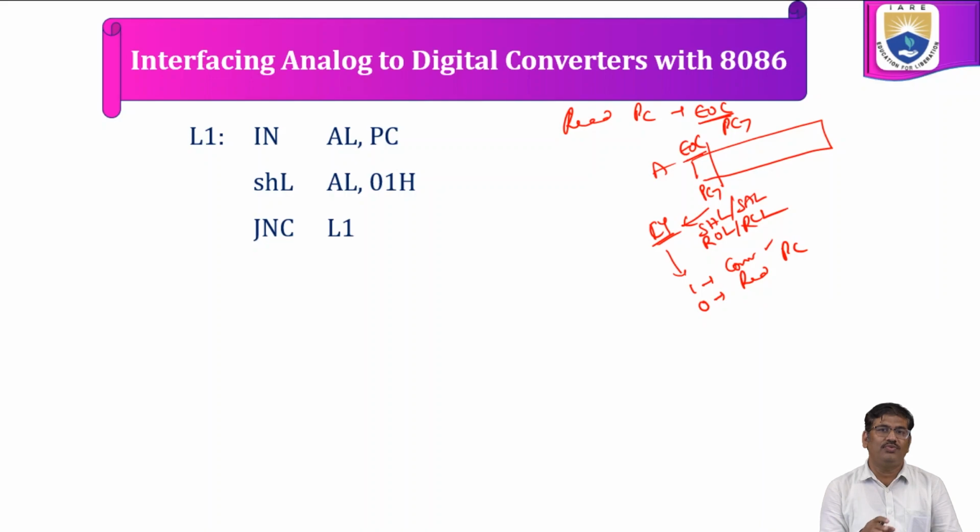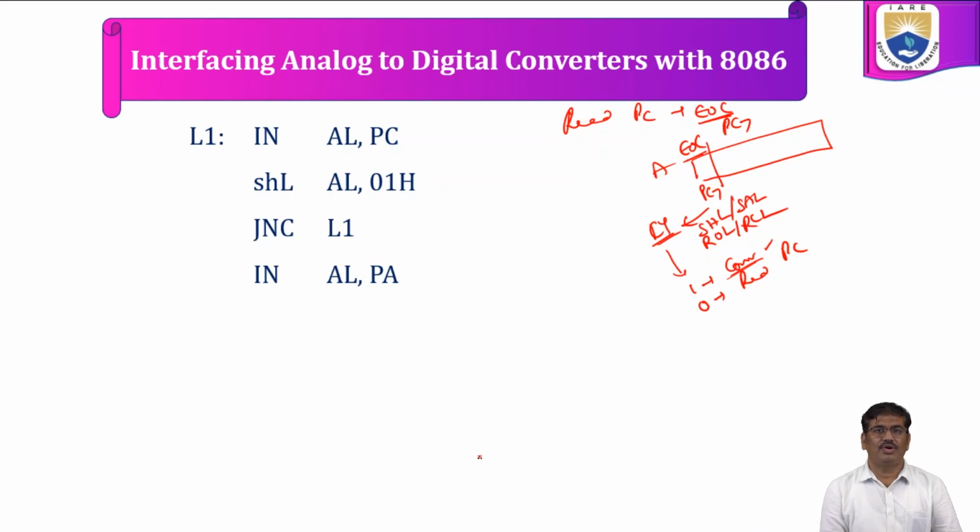So this loop will be iterated until EOC is equal to 1. Once EOC is equal to 1, conversion is completed, so carry flag is equal to 1. The condition fails, and it will come to the next line. In the next line, once the EOC signal is generated, we are going to read the digital equivalent on port A by using IN AL, port A. Whatever data we read on port A will be collected into the accumulator.